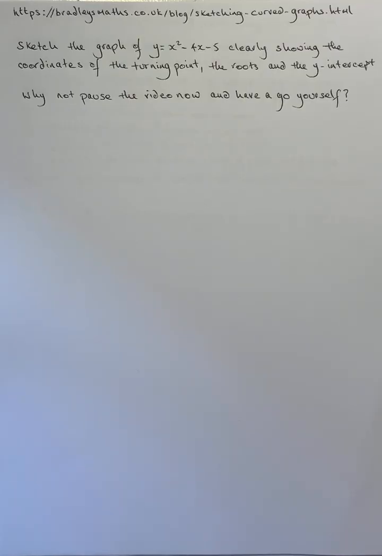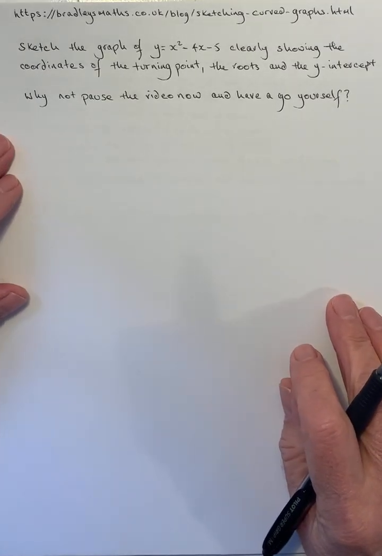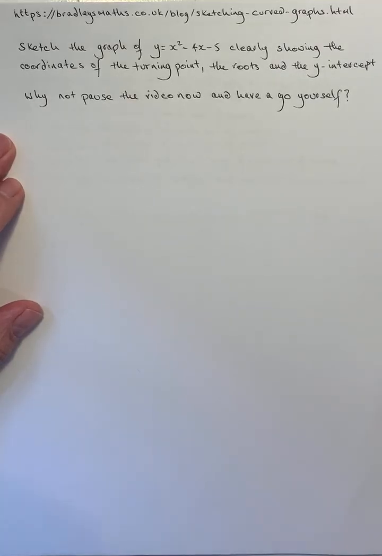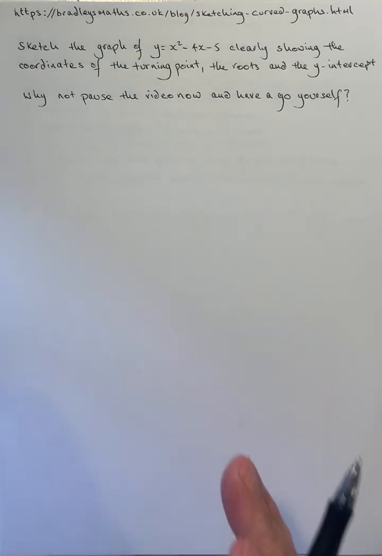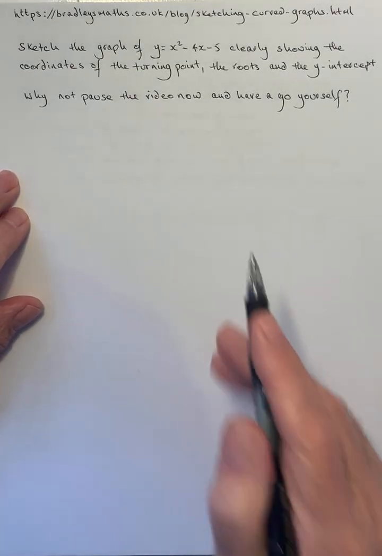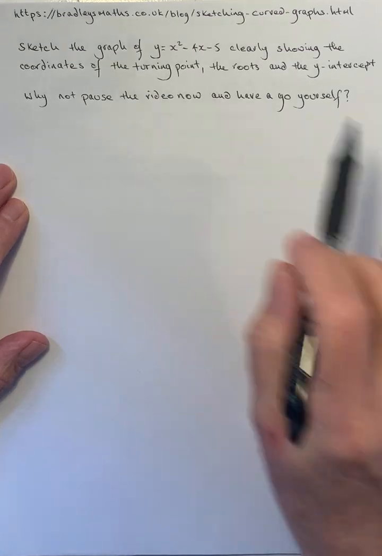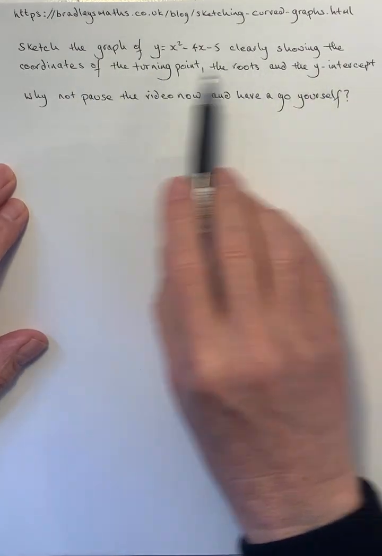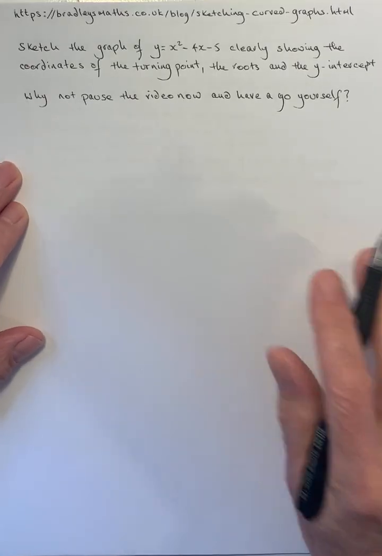Okay, so I'm guessing that you're back by now, that you've had a go. I hope you've done a really good sketch. You'll know when you see what I do. My graph sketching skills are not great, and I'm doing something that I don't recommend you do. I am using a pen to sketch my graphs, because using a pencil with the video, it doesn't always come out all that well. So I'm going to use a pen so that you can see it. So, sketch the graph of y equals x squared minus 4x minus 5, clearly showing the coordinates of the turning point, the roots, and the y-intercept.